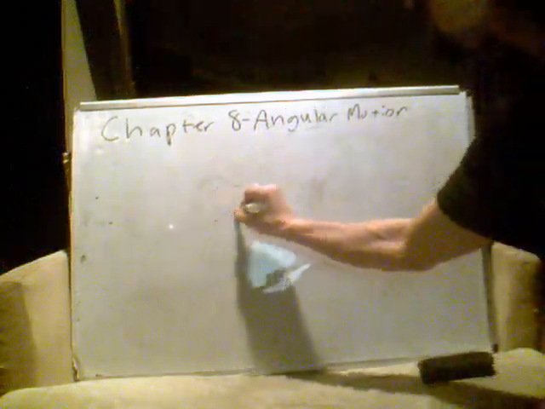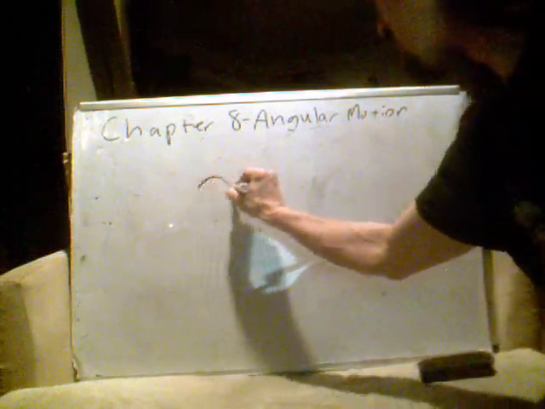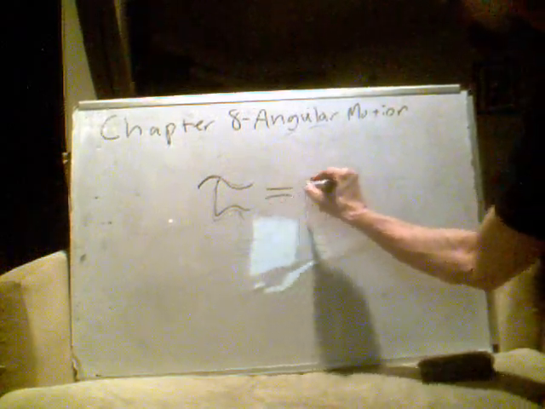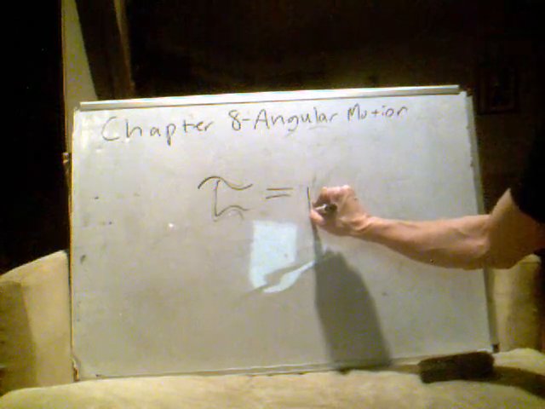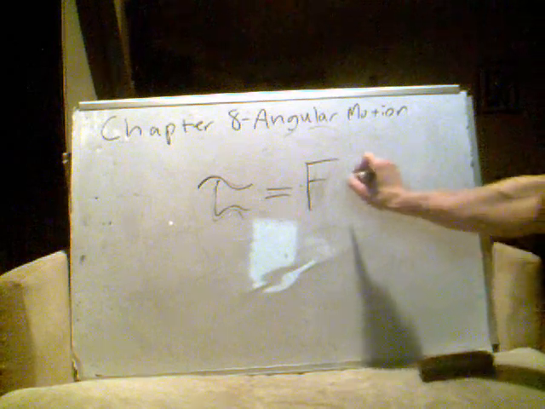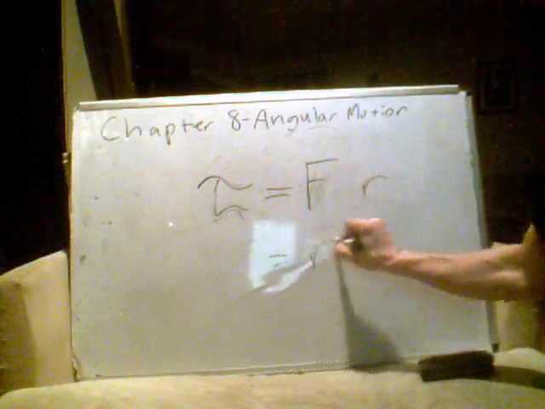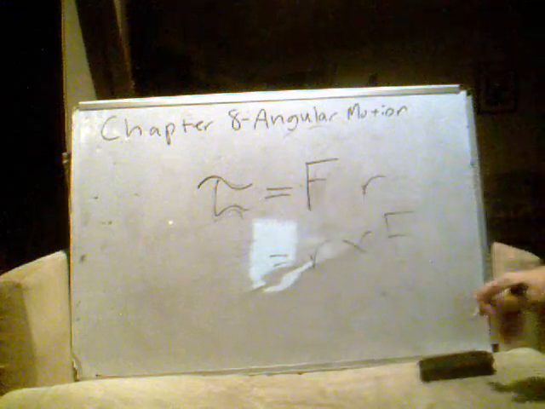We usually write that this way. Now this is not a T, this is the Greek letter tau. And let me try to use the broad side of the pen so it'll show up a little better. Okay, so tau, or torque, we say is force times lever arm. Actually, we usually write it as lever arm with the cross product of force, but let's not worry about that.